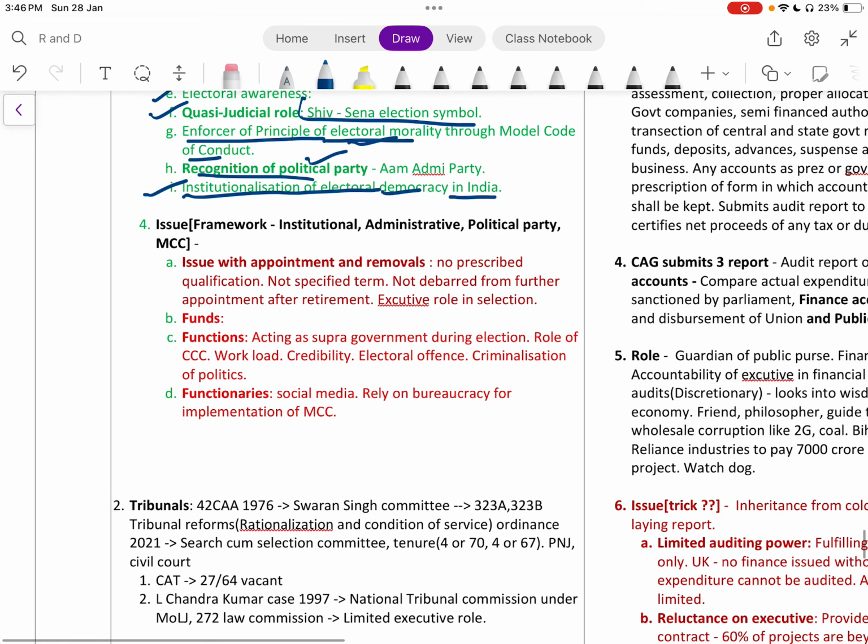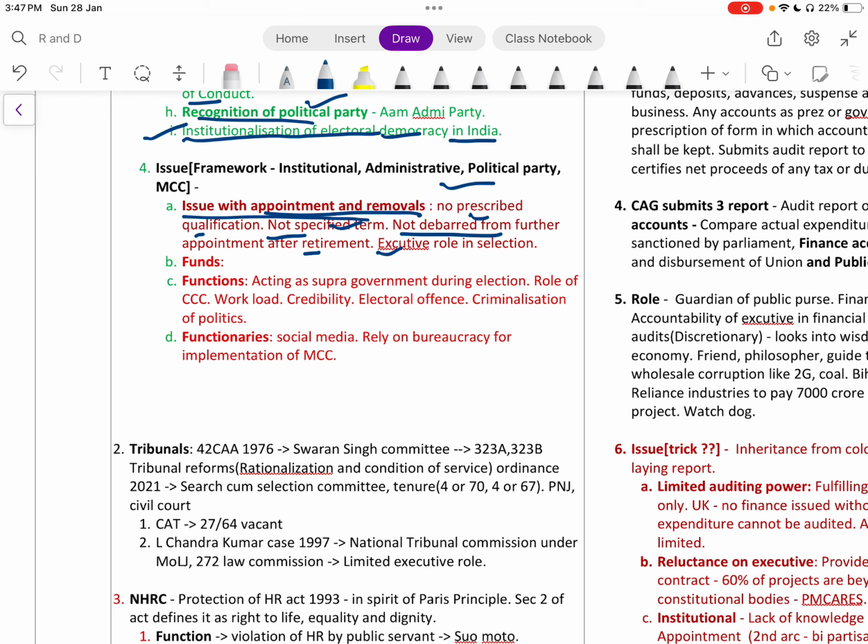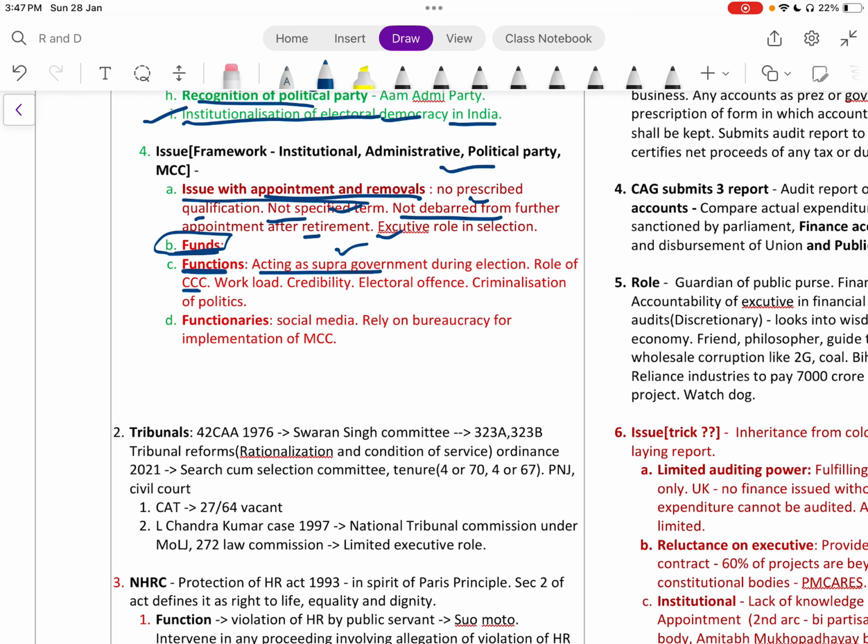Okay. What are the issues? Issues with the appointment and removal: no prescribed qualifications, not specified terms, not debarred from further appointment after retirement, executive role in selection. Funds: it has very limited functions, acting as a supra government during elections. Role of code of conduct is very limited. Role of caste and criminality could not be stopped by the election commission. Workload is very high. Credibility is again missing because of the executive appointing the election commission.